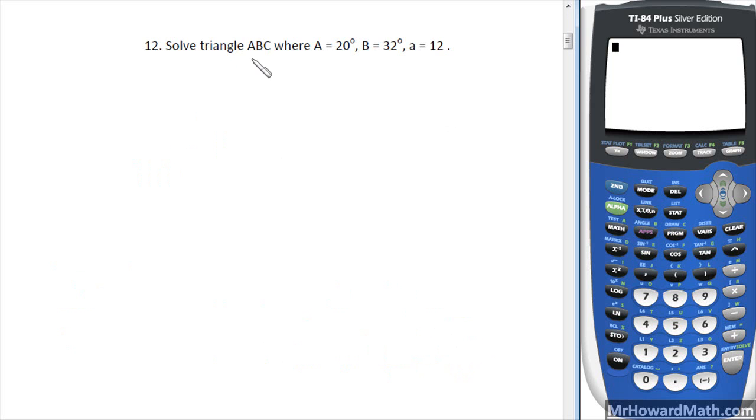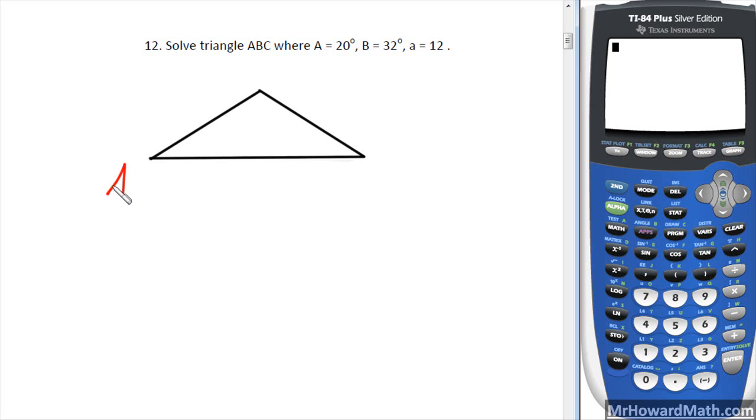Question 12, solve triangle ABC where A is 20, B is 32, a is 12. So they do not tell us specifically that it's a right triangle, and if you look at these angles here, they're so small that there's no way that this has a 90 degree angle as a third angle. It's got to be bigger than that. So with all of that said, we know that we have a non-right triangle here, so we're going to have to use either law of sines or law of cosines to solve it.